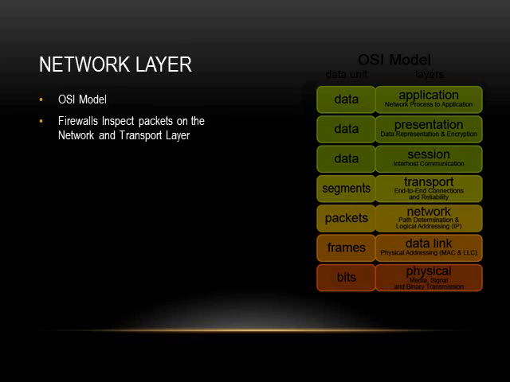To understand how firewalls inspect data packets, we first need to know how the data packets are put together. The OSI model is a reference to show you how the packets are put together and by which rules they are sent over the network.